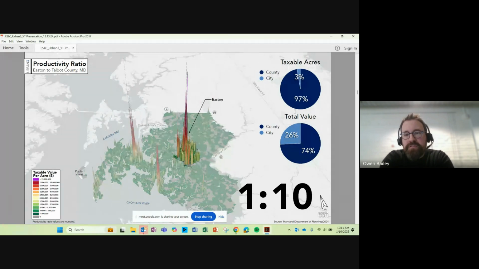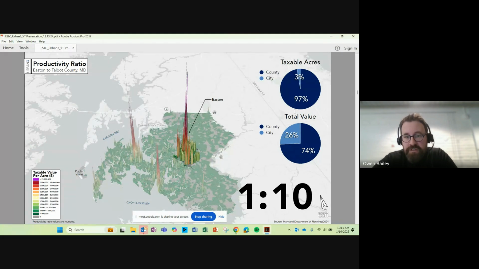With this data, we're also able to see what the productivity ratio is from our towns to the county. So we see here that Easton makes up 3% of the overall taxable acres of Talbot County, but it brings in 26% of the overall county revenue. So it's a 1 to 10 ratio, showing that Easton is incredibly potent, and what's good for Easton is great for Talbot County. I live in Chestertown, which is about 1% of the taxable land of Kent County, but it brings in almost 20% of the overall value of Kent County.